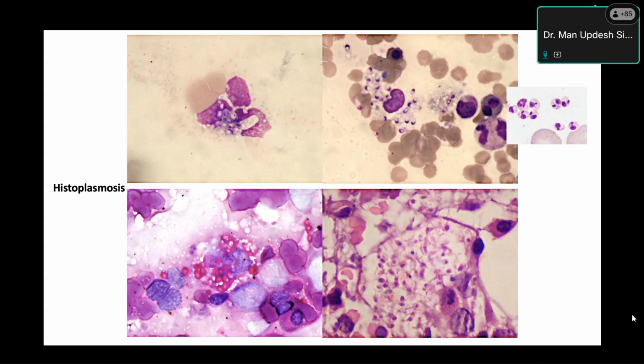The organisms there look quite like LD bodies till the time you can catch a kinetoplast, which is obviously better seen on cytomorphology. Okay, right. The name is Histoplasma capsulatum, and you should know that there is actually no capsule of histoplasma. It's an artifact which it produces and gives a look of a capsule around the histoplasma, right?